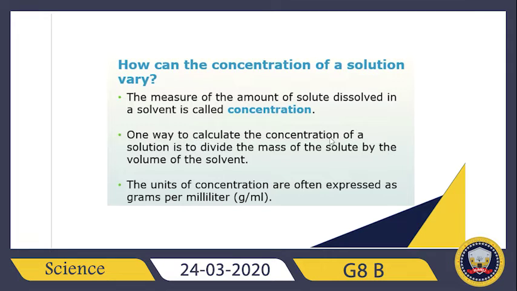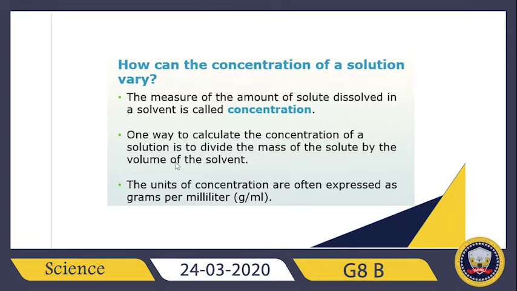One way to calculate the concentration of a solution is to divide the mass of the solute by the volume of the solvent. So as we said, concentration describes the relationship between the amount of solute and the amount of solvent, and usually we describe the amount of solute using its mass, and we use the volume to measure the amount of solvent. So the rule would be concentration is equal to mass over volume, mass of solute over volume of solvent.